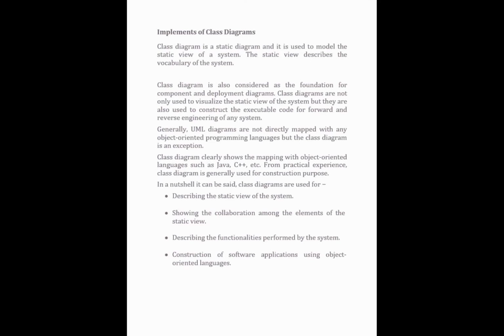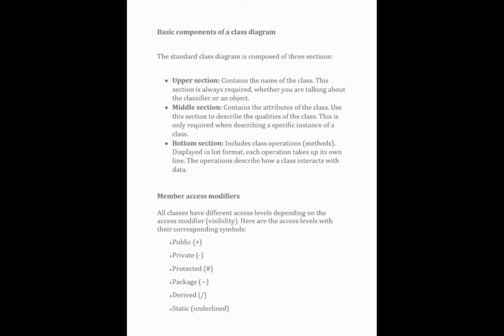In a nutshell, it can be said class diagrams are used for describing the static view of the system, showing the collaboration among the elements of the static view, describing the functionalities performed by system, and last one is construction of software application using object-oriented language. So let's go ahead.